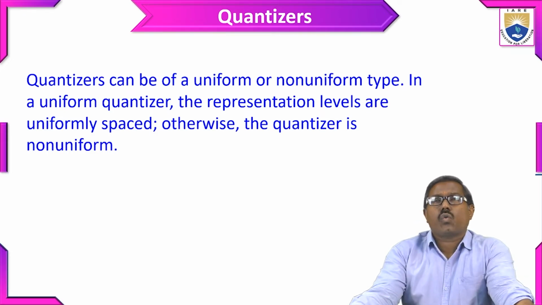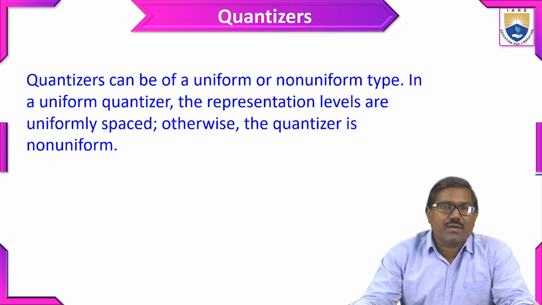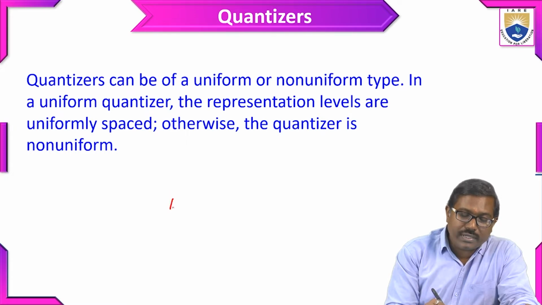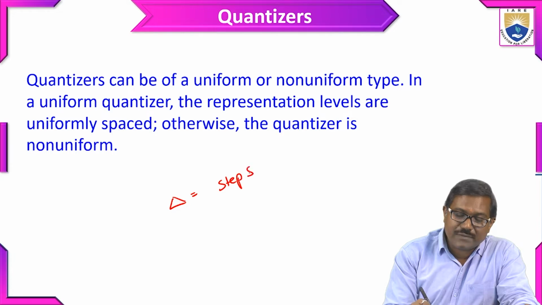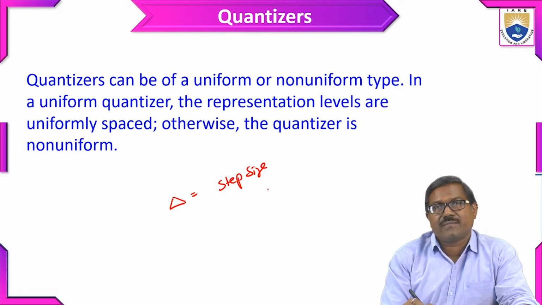So now, quantizer types. How many types of quantizers are available? Here we have 2 types: uniform and non-uniform. In a uniform quantizer, the reference levels are uniformly spaced. Otherwise, it is called non-uniform. Here we can see delta. This delta is nothing but the step size, or the spacing between 2 reference levels.